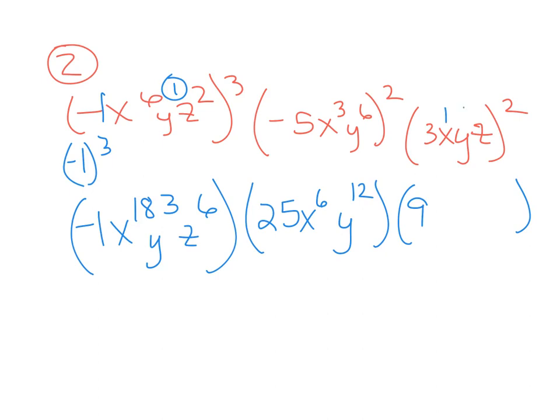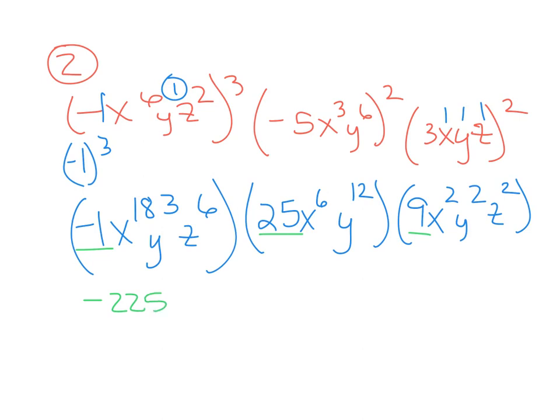Every one of these has a 1 on them, so x to the 1 times 2 is x to the 2nd, y to the 2nd, z to the 2nd. Okay, now I'm ready to put all of these together. So the first thing I'm going to do is work with my coefficients. Negative 1 times 25 times 9. So negative 1 times 25 is negative 25. And then negative 25 times 9 is negative 225.